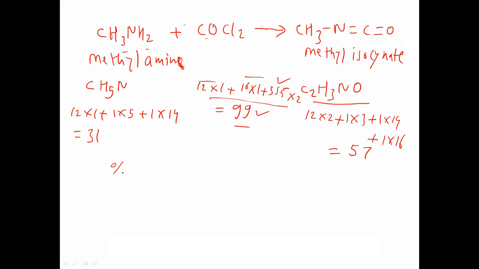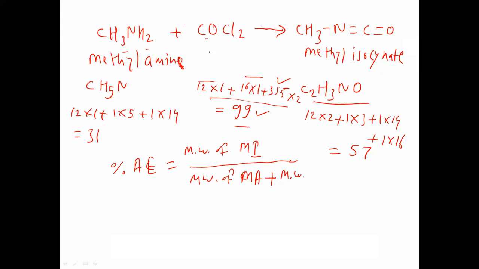The only thing left is to substitute these molecular weights in the formula. Percentage atom economy is equal to the molecular weight of the product, methyl isocyanate, divided by the molecular weights of all reactants, the molecular weight of methylamine plus that of carbonyl chloride, into 100. This is the formula.